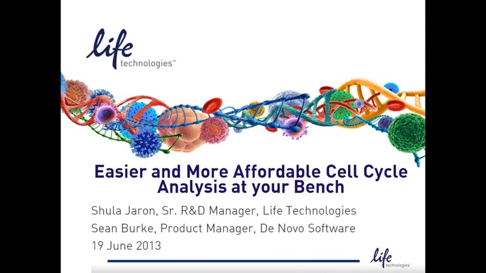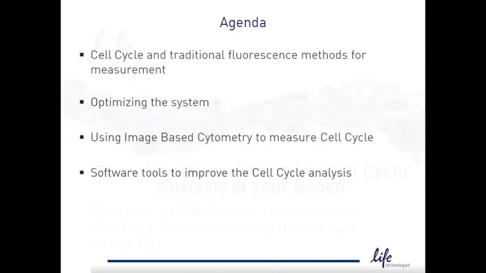So welcome, everybody. Today, as Sean said, we are going to be talking about easier and more affordable cell cycle analysis at your bench. The agenda for today is I'm going to start off by talking a little bit about cell cycle and about the traditional fluorescence methods of measurement of cell cycle. I'm going to go over a bit about optimizing your system for your cells and for the assay that you choose. And then I'm going to talk about how we use image-based cytometry to measure cell cycle. This is a new and exciting area for cell cycle, and allows an easier assay collection that you can do in your own lab. And then finally, we will turn it over to Sean to talk about how to improve your cell cycle analysis using some additional software tools, including modeling of cell cycle.